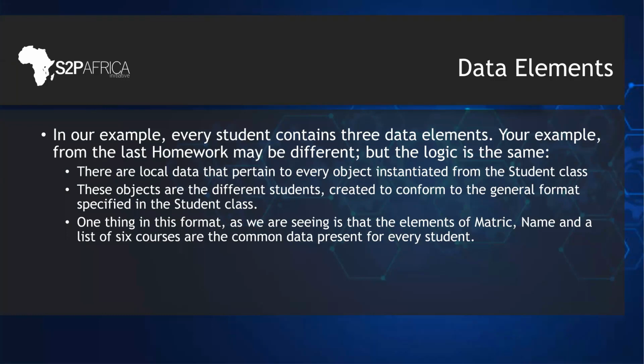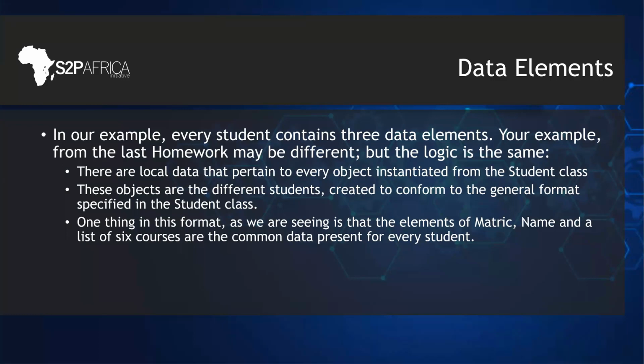But when we talk of instantiation, an instance of student is Azubuike. Another instance of student is Abigail. Another instance of student is Adeleke. Another instance of student could be any other student that you can instantiate and give a name to, give a matric number to. So that is how to create the data elements in the class. Now, these objects are the different students created to conform to the general format specified in the student class. The format that every student must obey was specified in the class. That is the work the class did, specifying the general format.